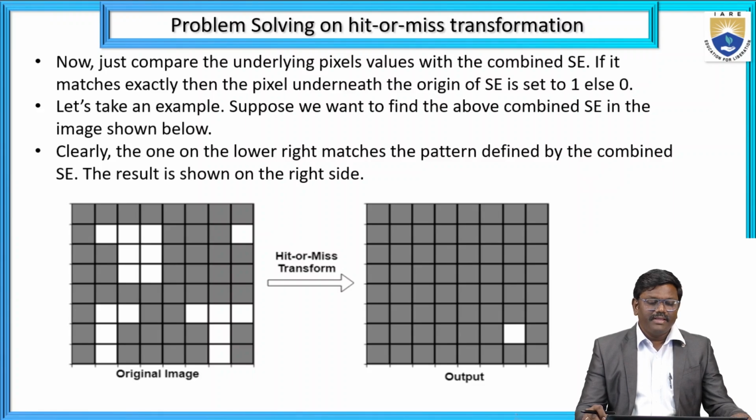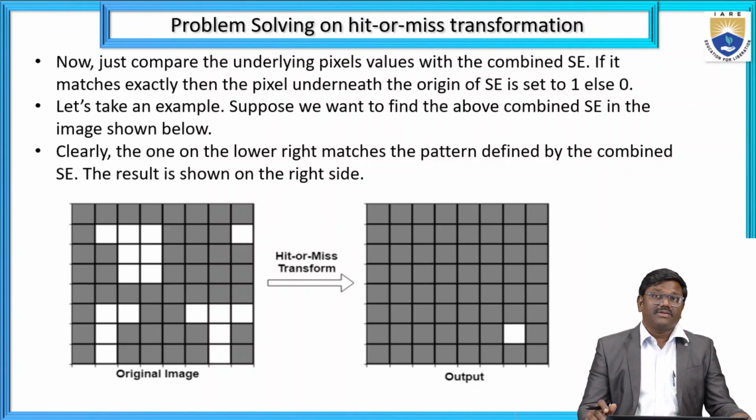Now just compare the underlying pixel values with the combined SE. If it matches exactly, then the origin pixel is set to 1, else 0. So let's take an example. Suppose we want to find the above combined structuring element. SE means structuring element. In the image shown below, clearly the one on the lower right matches the pattern defined by the combined structuring element, and we get the result on the right side.